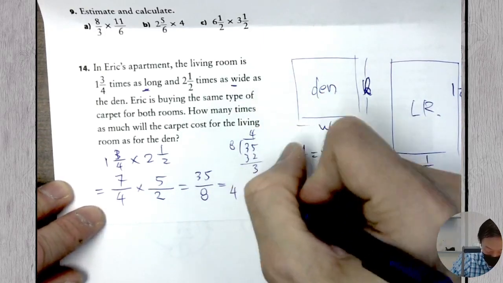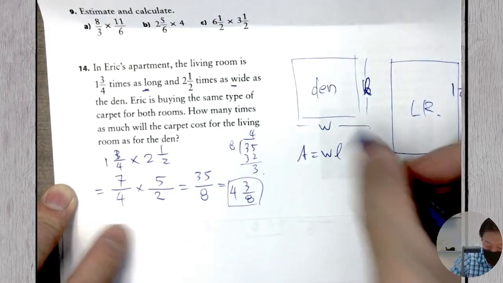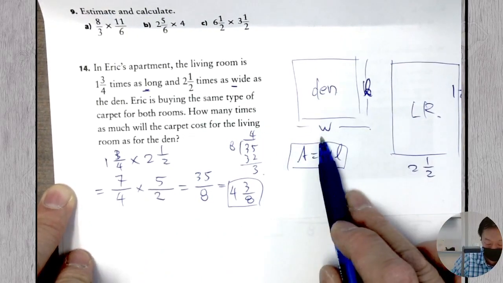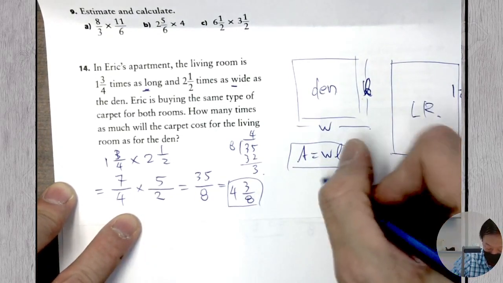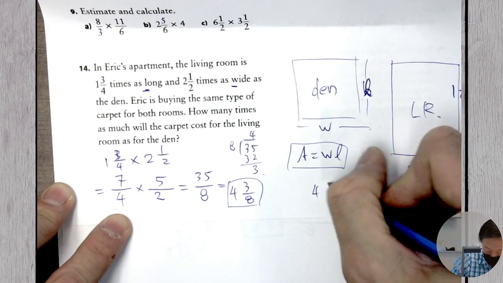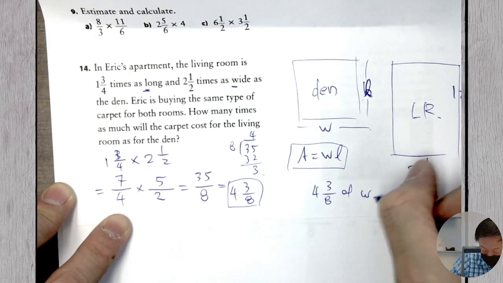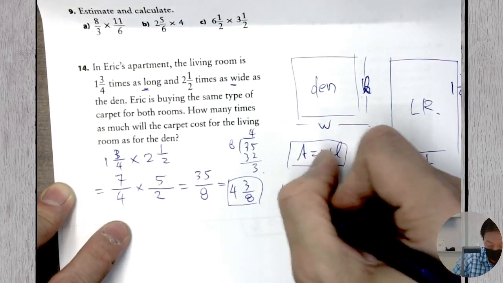Okay, so 4 and 3/8. What is that number? If the area for the den is width times length, the area of this one would be 4 and 3/8 of width times length. It's going to be bigger, right? And that will be the answer.